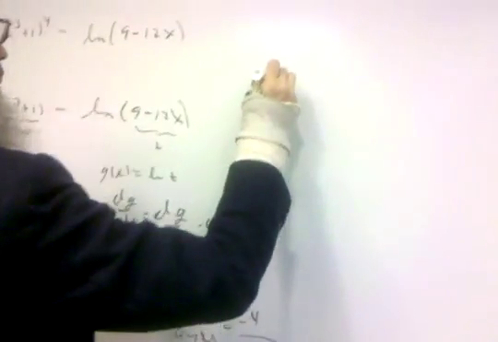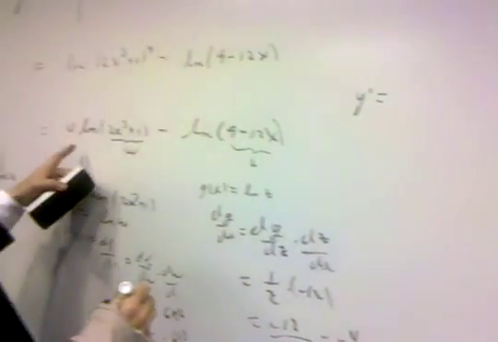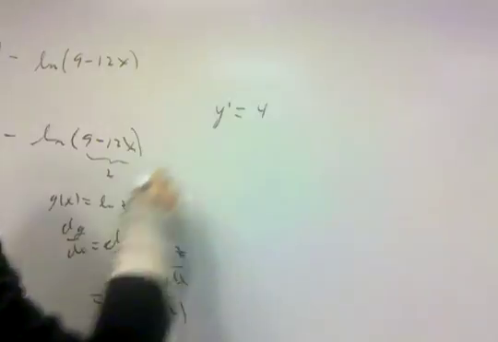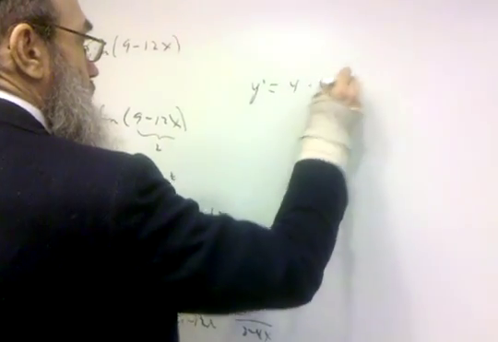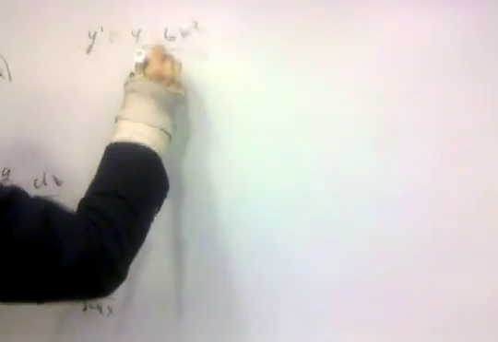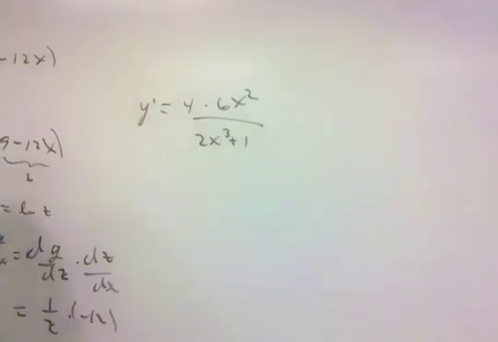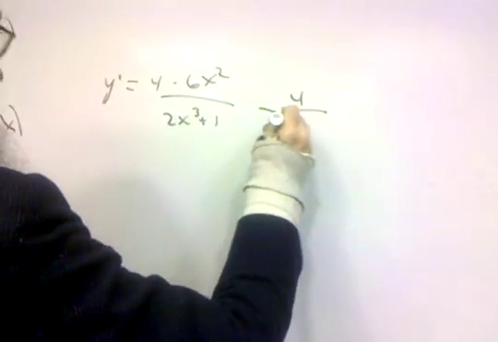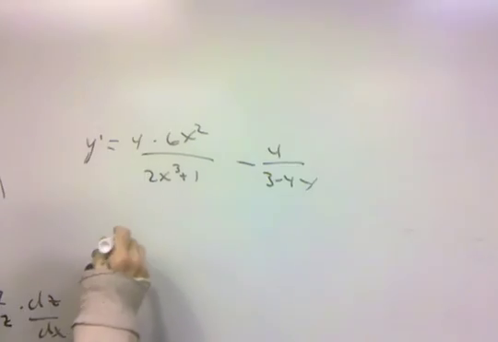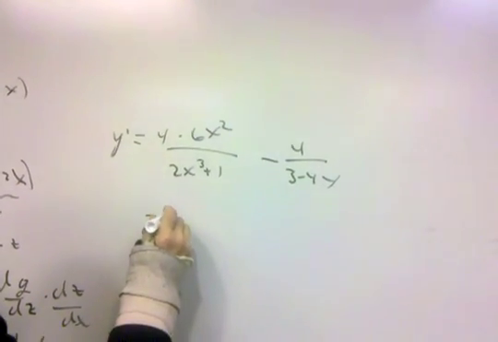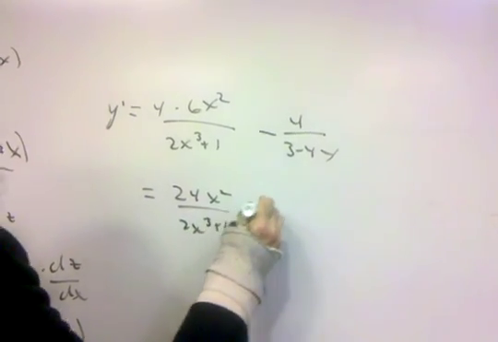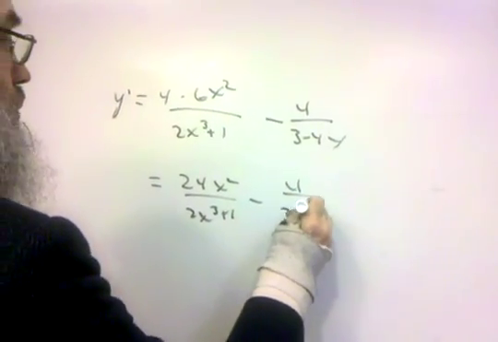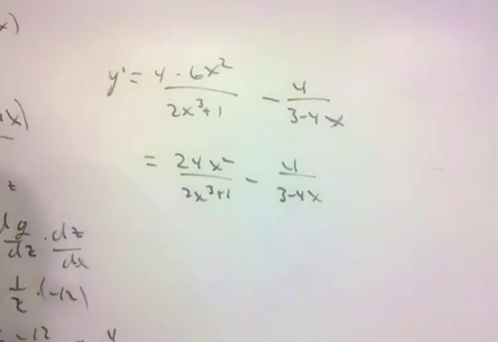Putting this piece and this piece together, we now say y prime equals, you need to have here the 4 in front, which I didn't have because I was only at this piece, 4 times 6x squared divided by 2x cubed plus 1, and this piece is going to be minus 4 over 3 minus 4x, and this can be simplified slightly. This equals 24x squared over 2x cubed plus 1 minus 4 over 3 minus 4x, and we are done with this particular part of the problem.